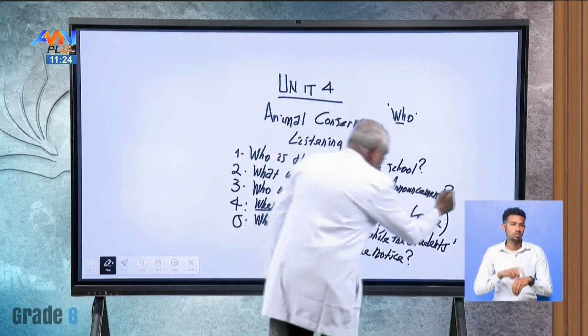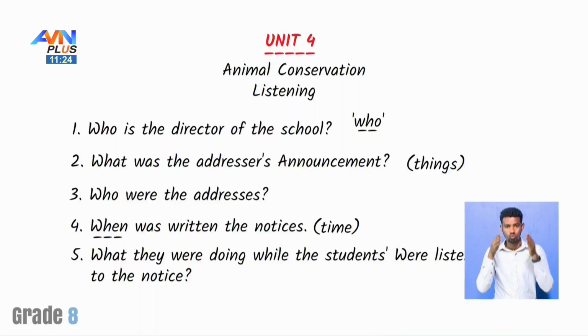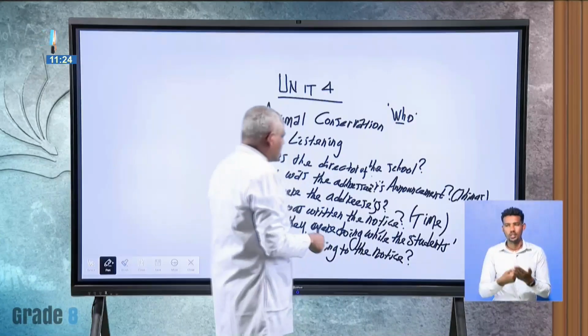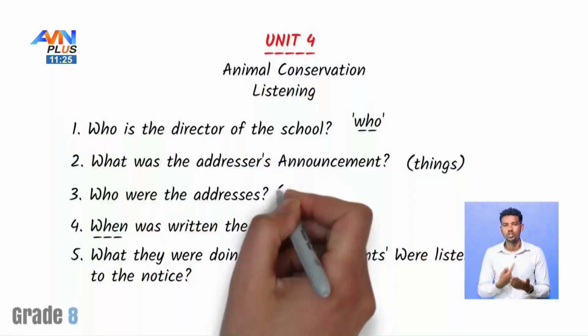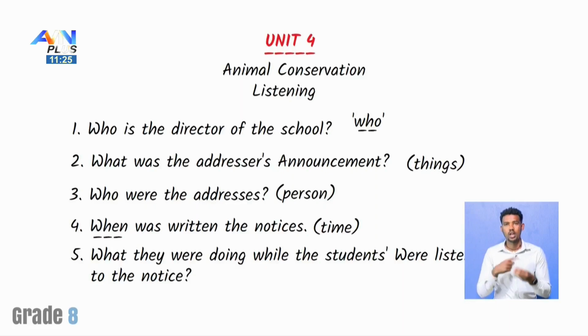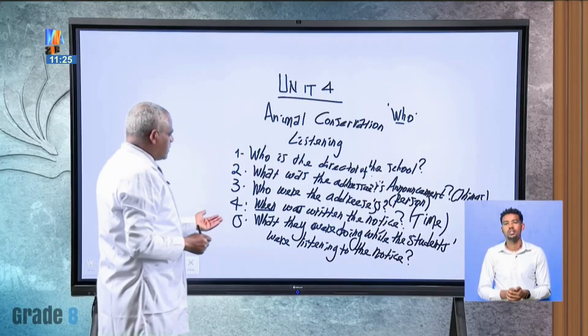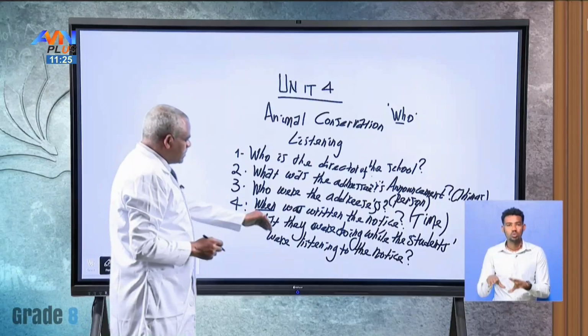Here now, what is the thing? So you should focus on all these issues. It may be a thing or things, maybe different kinds of issues. Who? It's already stated there, that is a person. To make you so clear about this issue, the person. And then what were they doing while students were listening to the notice?